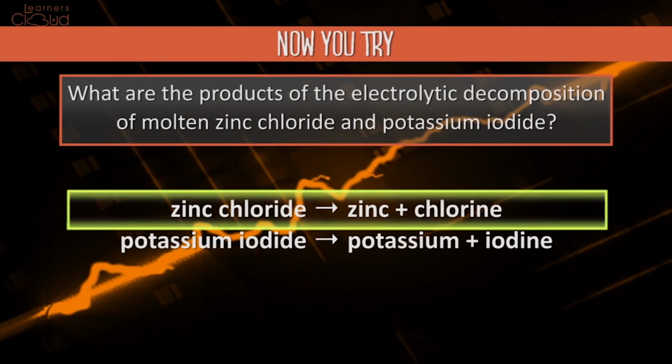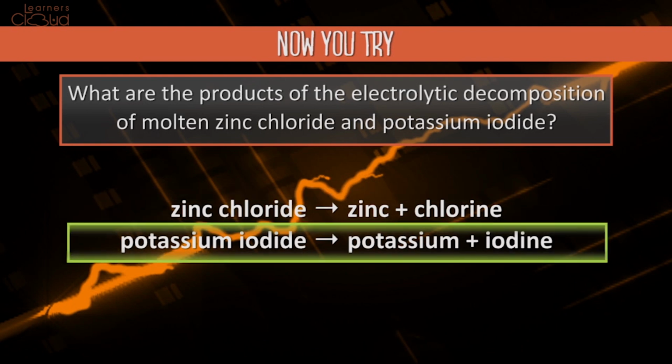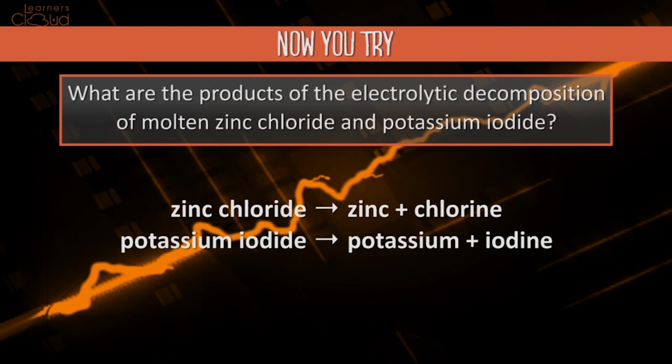The electrolysis of zinc chloride gives zinc, which is a metal, and chlorine, which is a non-metal. The electrolysis of potassium iodide gives potassium, which is a metal, and iodine, which is a non-metal.